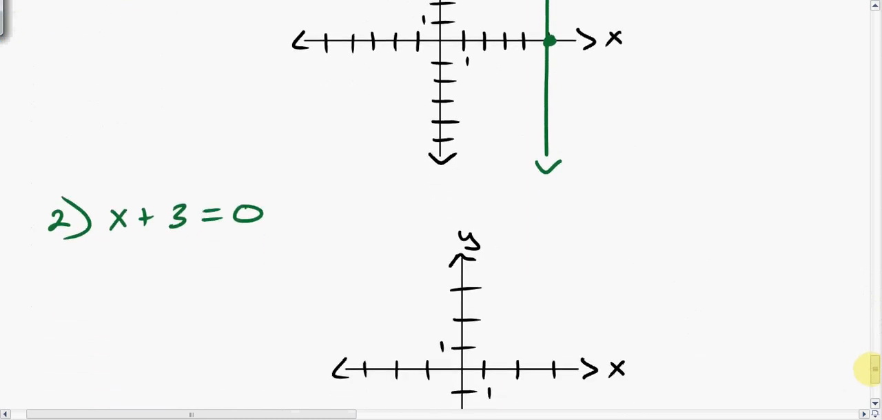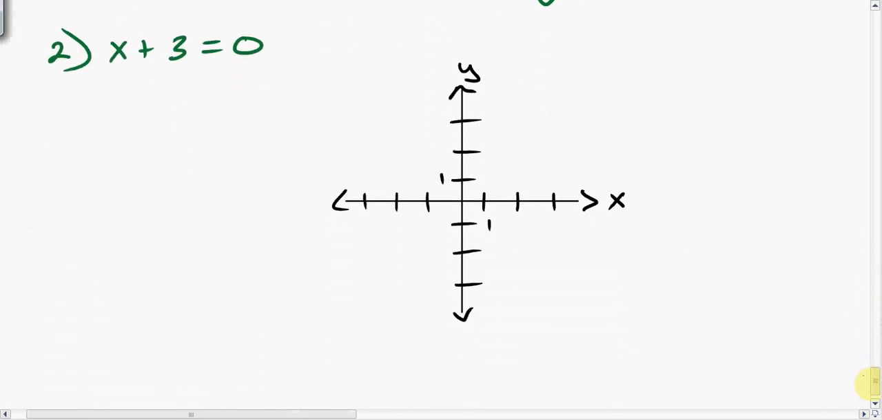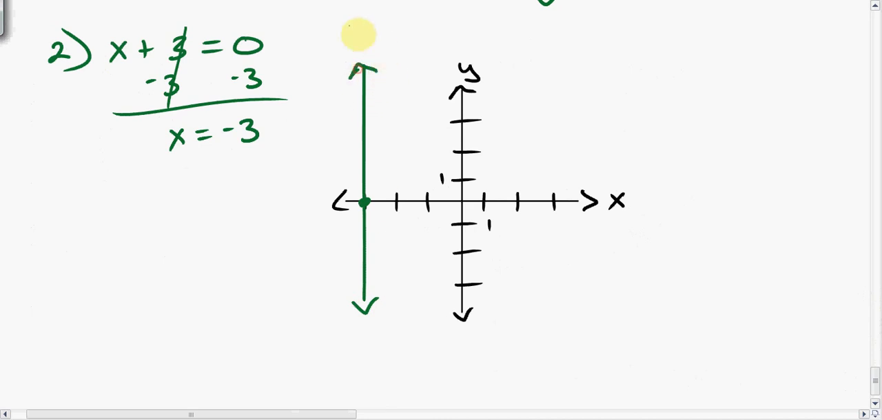And lastly, we have the equation x plus 3 equals 0. Again, single variable, but two constants. So I'm going to want to combine my like terms. I'm going to move the 3 to the other side. The 3's cancel, and I get x equals -3. Single variable x, so I'm going to plot a point on the x-axis at -3. So -1, -2, -3. Vertical line passing through -3. It's parallel to the y-axis. So I've got x equals -3. And that's graphing horizontal and vertical lines.